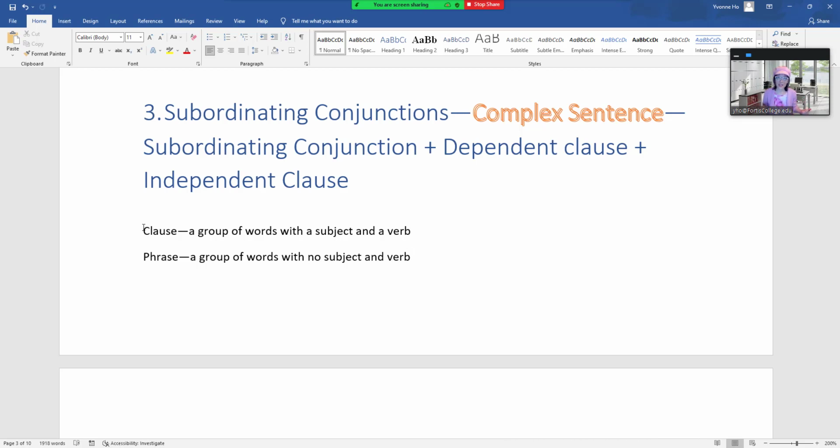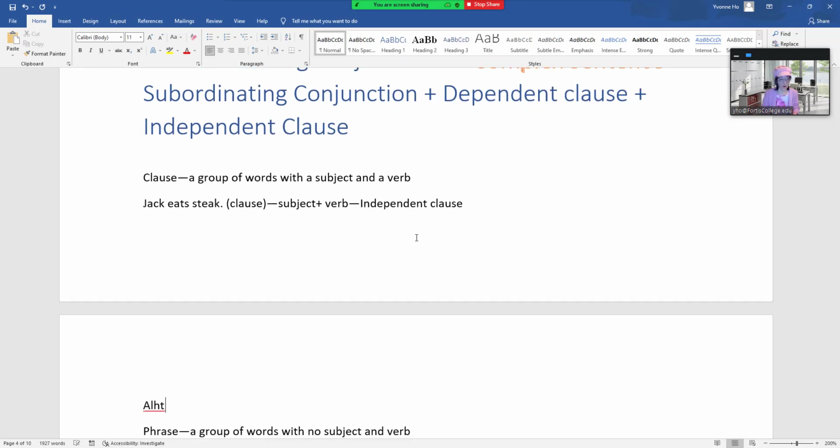Jack is the subject, eats is the verb. And another group of words, although Jack eats steak, that's also a clause because it has a subject and a verb. Let's take a look at the difference. Here we have clauses. Jack eats steak is a clause because it has a subject plus a verb. This is a complete thought, so therefore it's an independent clause.